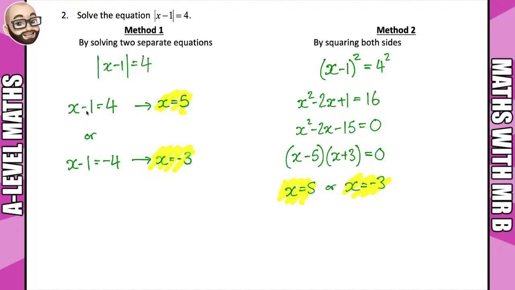So it'll just be a case of personal preference about which method you use. I would always try and look at the actual equation first of all, and if it looks quite simple, try method 1. If it looks like it's going to be a little bit more awkward, think about squaring both sides. And of course, only use these ideas really if the right-hand side is just a single value.